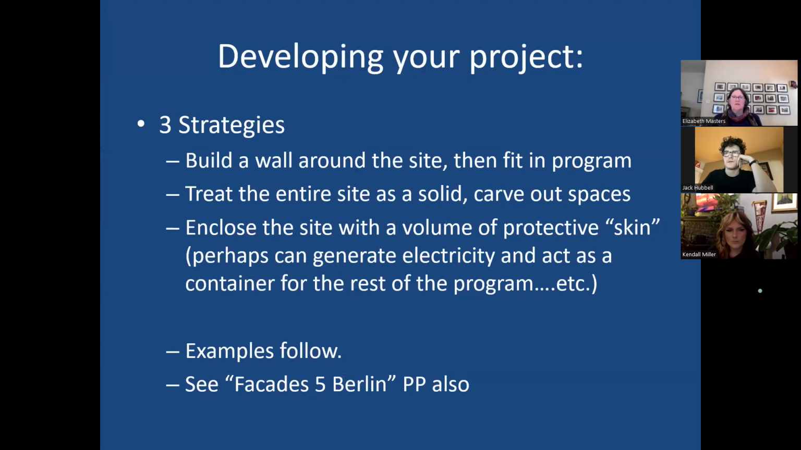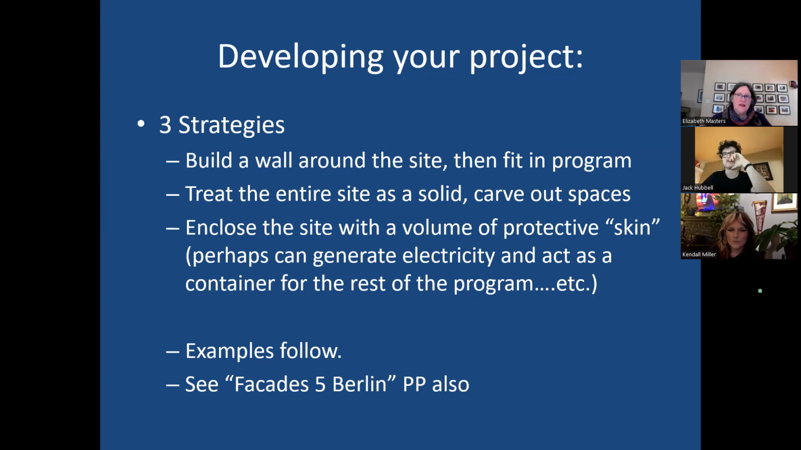So let's see, I did this for a project that was at 12th and Spring Garden and Ridge, which is a kind of triangular site. And so three strategies that I suggested for that site were to build a wall around the site and then fit the program in, or treat the entire site as a kind of solid and then carve out the spaces. Or a third one, which is a slight variation of the first one, is enclose the site with a volume of protective skin, something that might generate electricity or act as a container for the rest of the program.